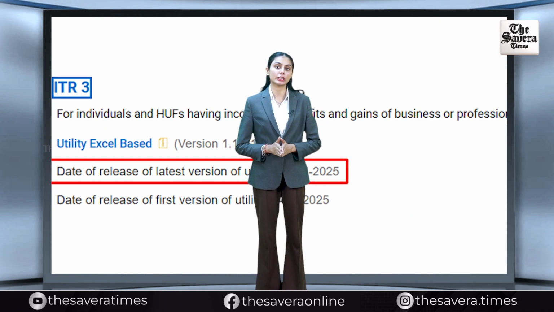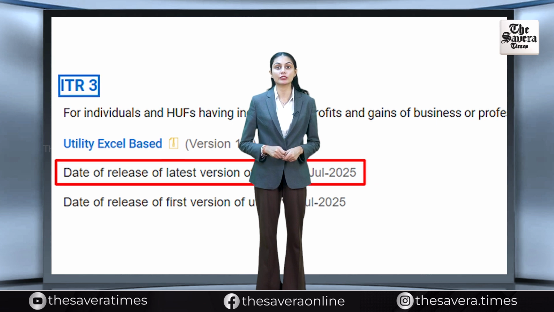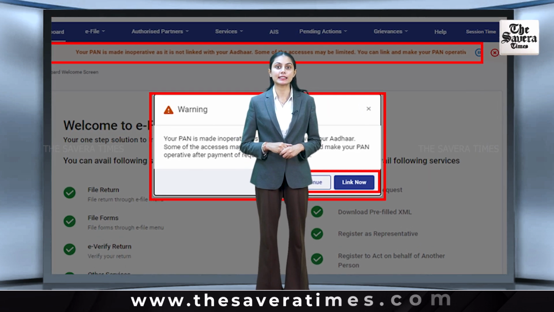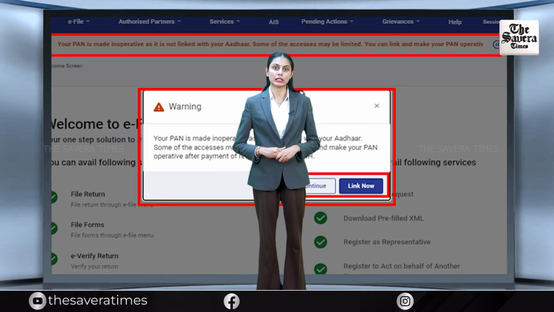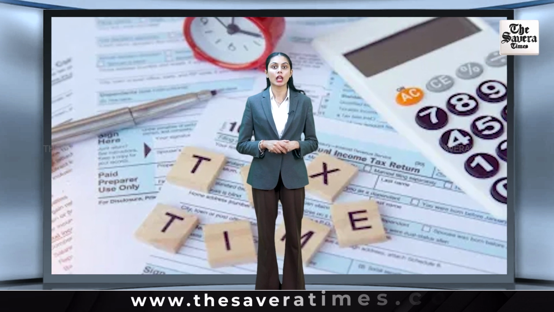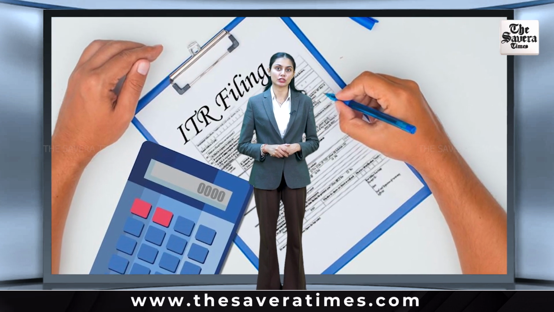The revised form introduces a new provision under Section 44 BBC for presumptive taxation applicable to income from cruise ship operations. There is now enhanced reporting required for claiming deductions under key sections such as 80C and 10 subsection 30A. And taxpayers must also indicate the appropriate TDS section codes in the scheduled TDS section.